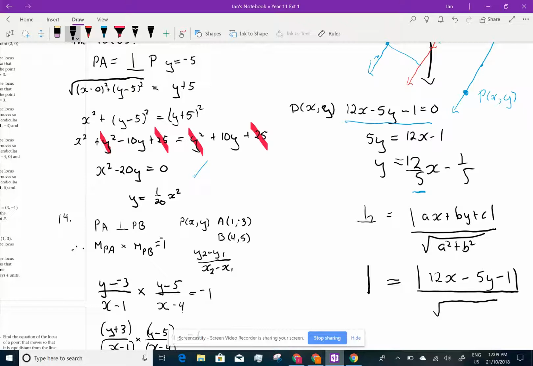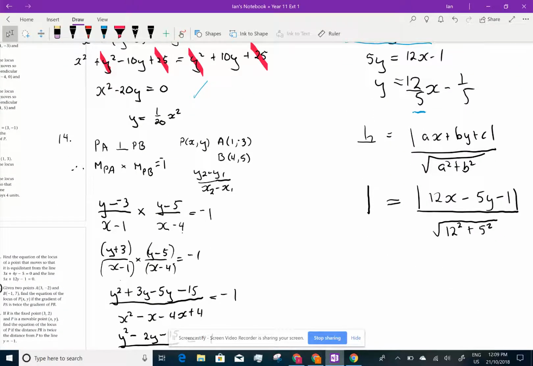And now I start to be a bit more sure of myself because I'm looking at this and going, well, a squared is 12 squared and b squared is 5 squared. I don't need to put in the negative b because I'm squaring it. And I immediately go, well, that's a Pythagorean triad, so that's going to be really cool. So I get 12x minus 5y minus 1 on 13. Multiply the 13 across, and I get 13 equals the absolute value of 12x minus 5y minus 1.